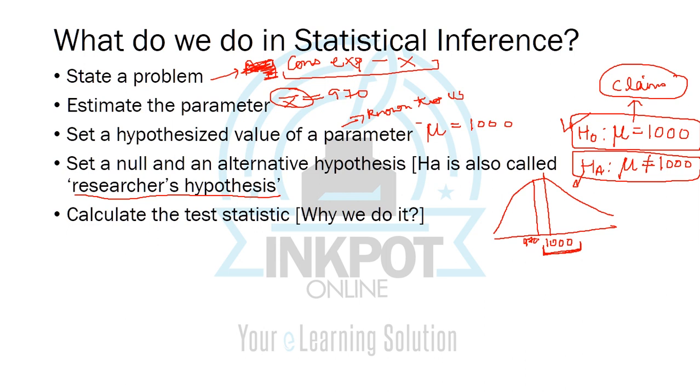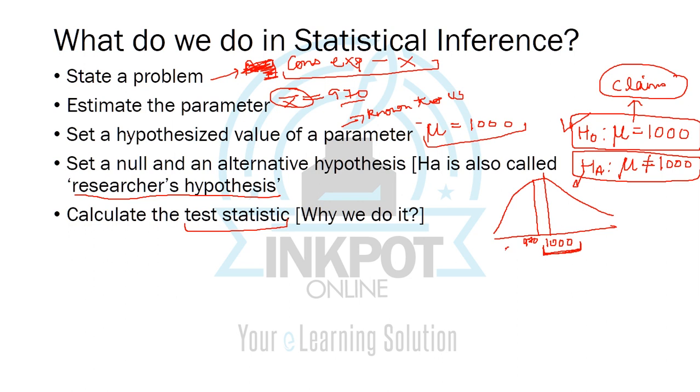Here, 970. Now we want to check if this 970 is statistically different from 1000. We know that there are two different numbers, so you'll say yes it is, but then in terms of statistical distributions, are they any different? The way to do it is by using a test statistic.